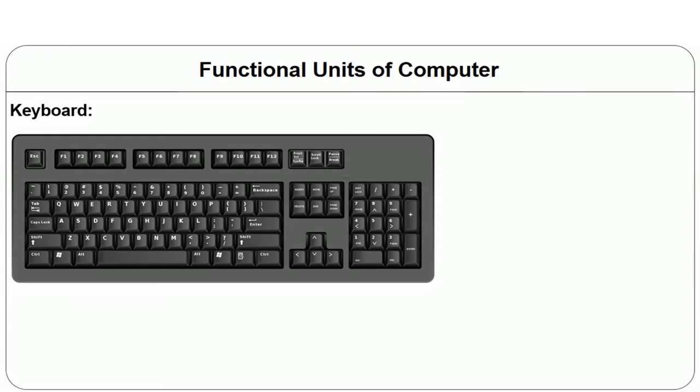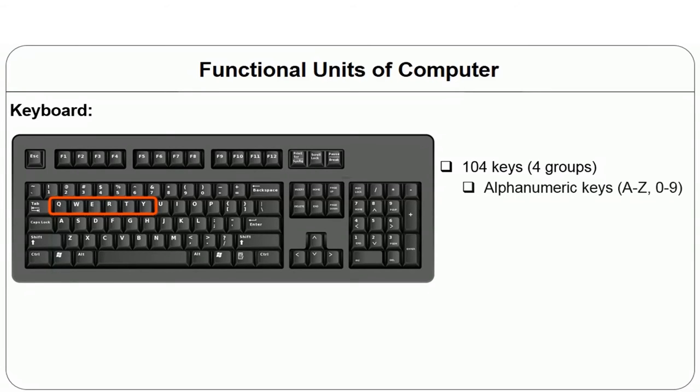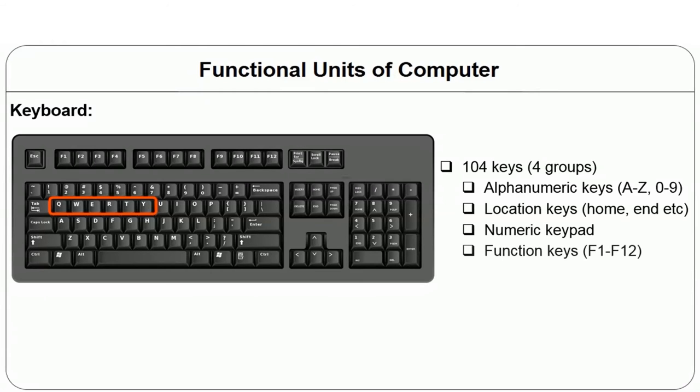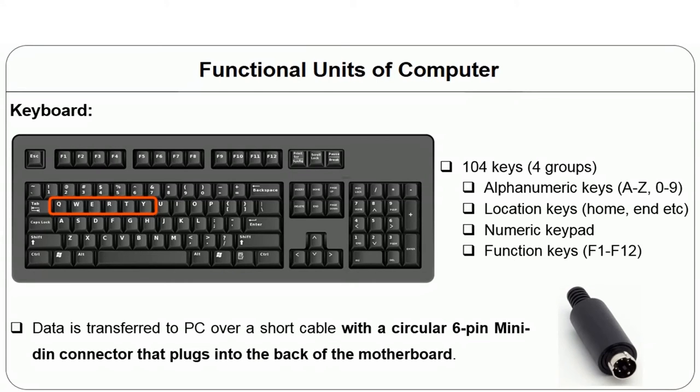The standard keyboard layout provides 104 keys organized as four groups, that is alphanumeric keys A to Z and 0 to 9, location keys, that is home, end, etc., numeric keypad, and function keys, that is F1 to F12. Data is transferred to the PC over a short cable with a circular 6-pin mini DIN connector that plugs into the back of the motherboard.